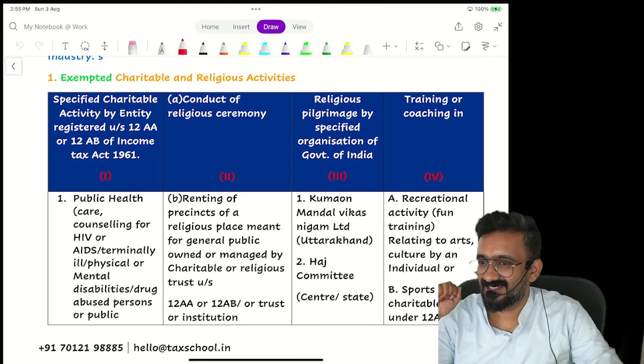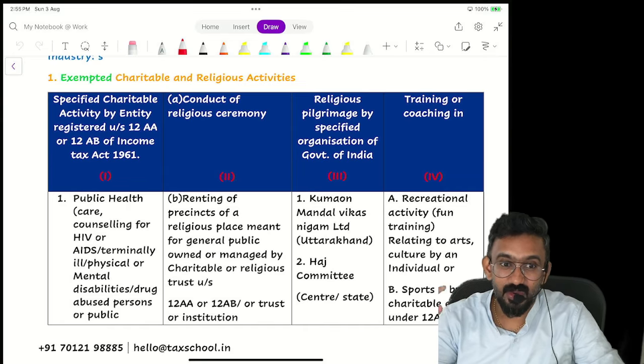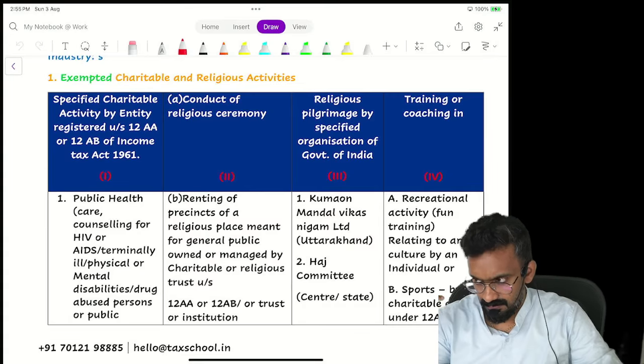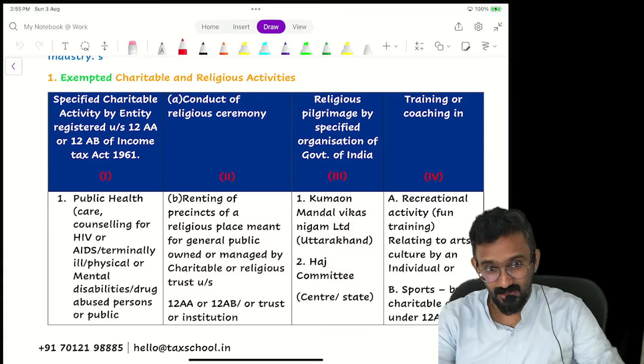Recipient? Not there. Why have they mentioned specified charitable activity? Are all activities of charitable entities exempted? No. Are all activities which are charitable activities exempted? No. It should be done by a specified person.